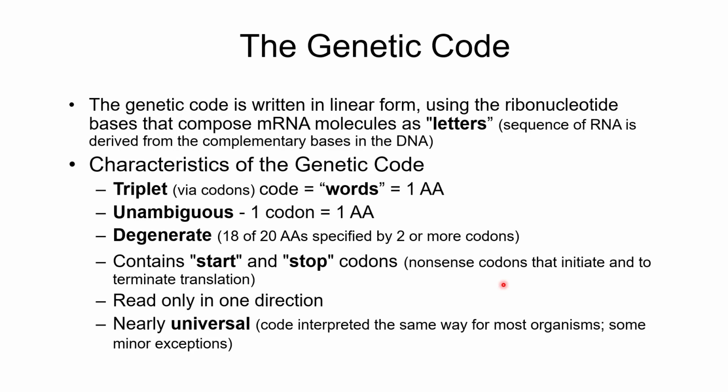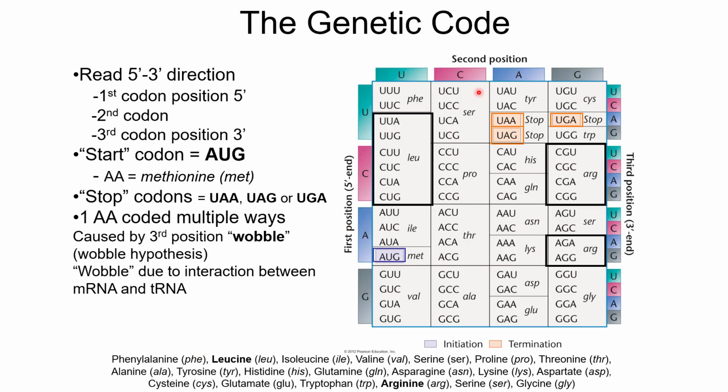Finally, the genetic code is only read in one direction. We always read 5' to 3'. And it's nearly universal, meaning that the code really doesn't change much between organisms. All organisms' codons are pretty much the same. There are some minor differences, but not that many. Okay, so again, let's look at our amino acids.